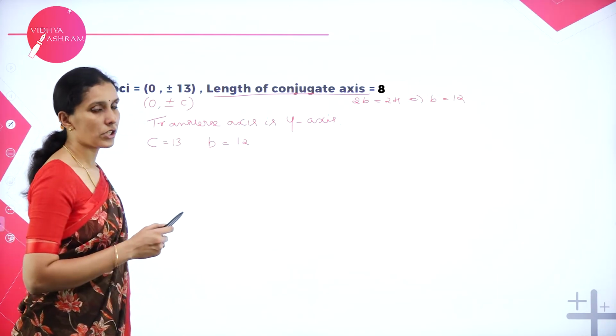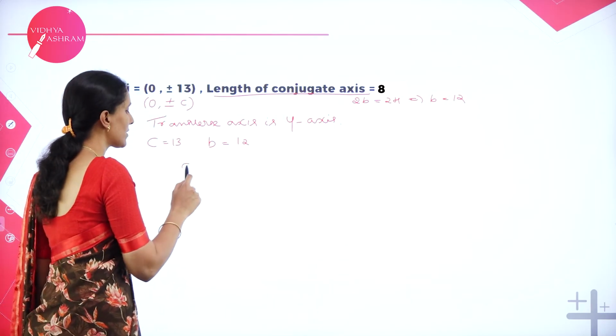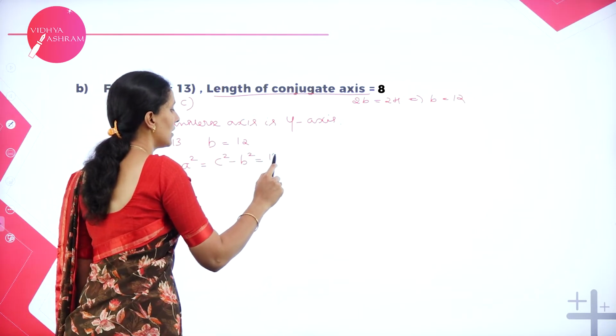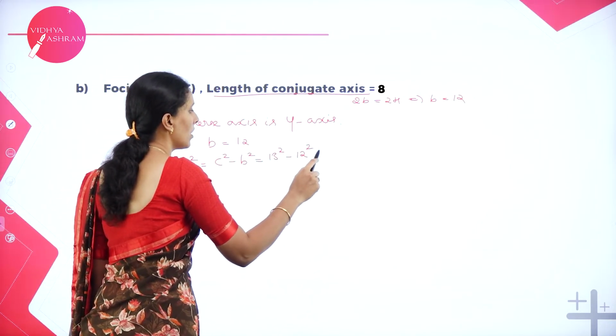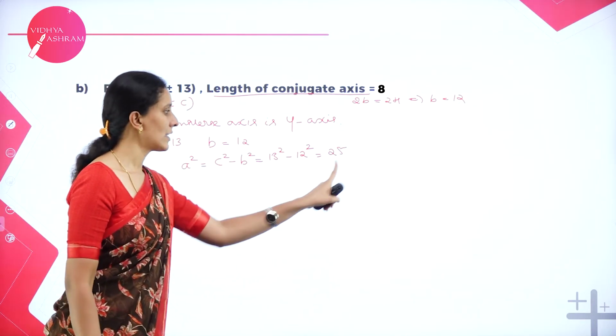So we have a relation that c square is equal to a square plus b square. So if I need a square, then it is c square minus b square. That is 13 square minus 12 square, which is equal to 25. So therefore, I got a square as 25.